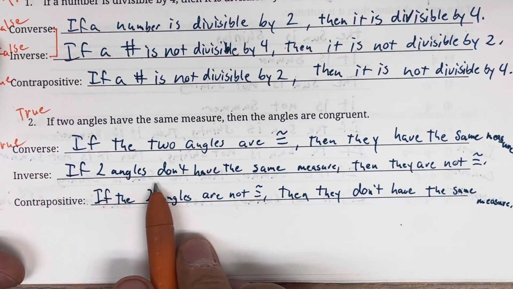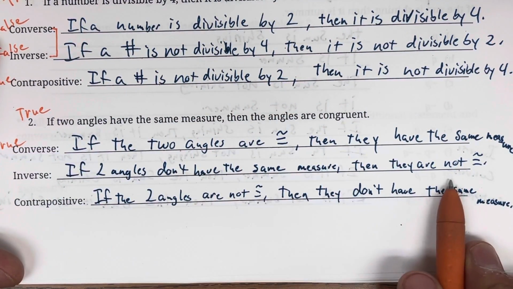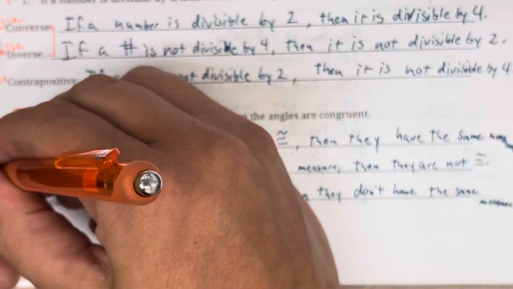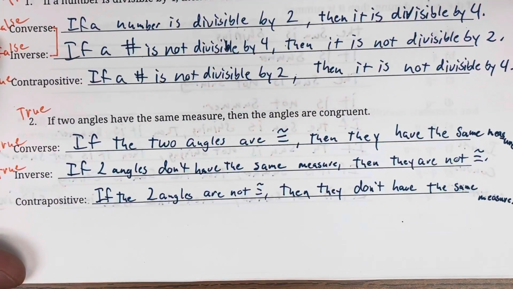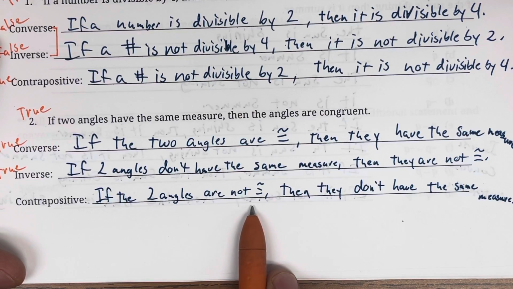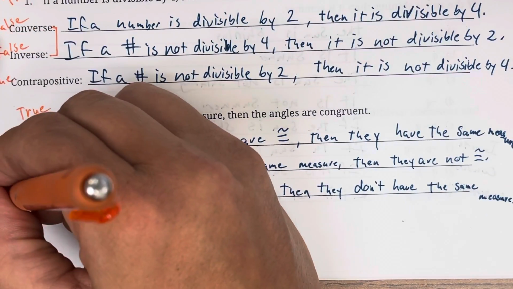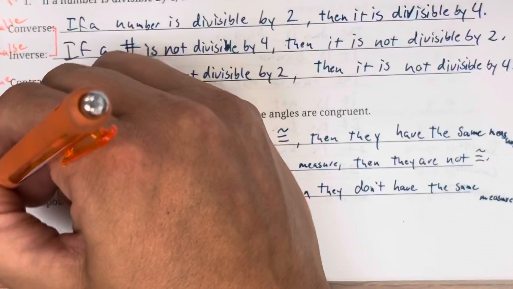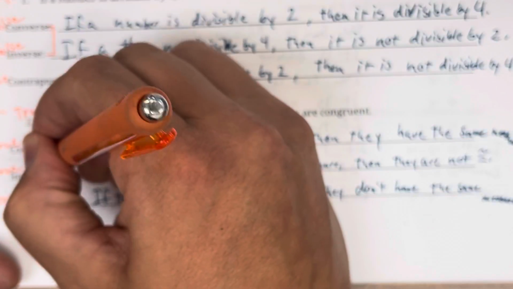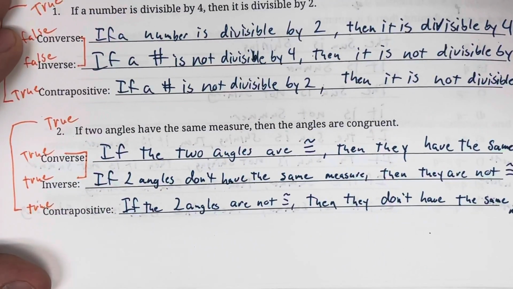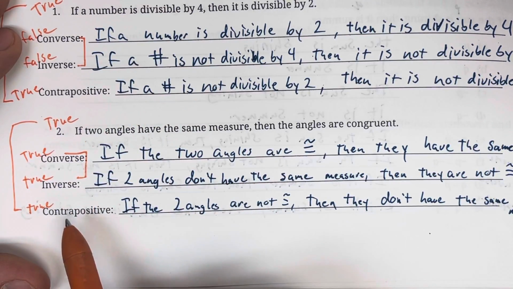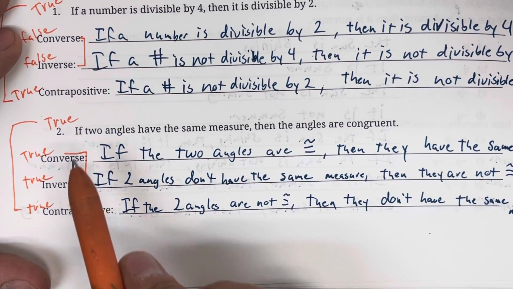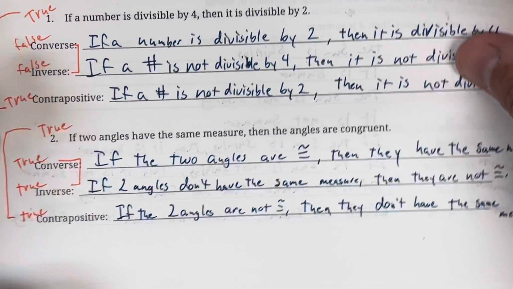Inverse, if 2 angles don't have the same measure, then they are not congruent. That's also true. If they aren't the same measure, they can't be congruent. And the contrapositive, if 2 angles are not congruent, then they don't have the same measure, is also true. So again, the first 2 were the same. The middle 2 were also the same. Conditional and contrapositive, both true or both false.